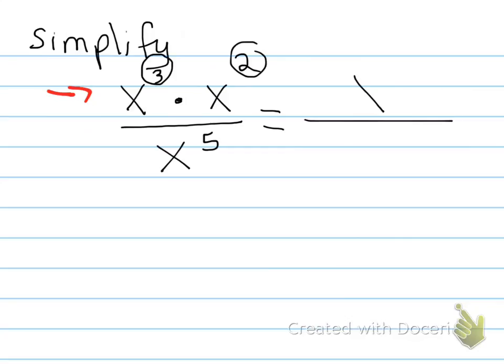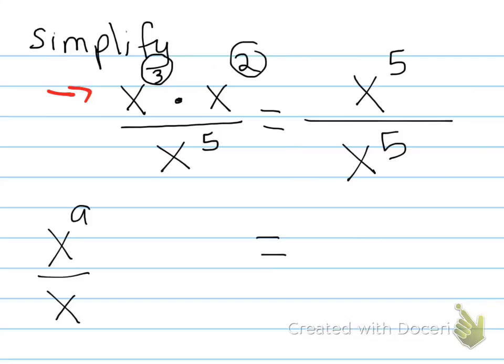Keep the base, x. 3 plus 2 is 5. All over x to the fifth power. And now we have this quotient of powers. And the rule again tells us for quotients of powers, you subtract the exponents. You subtract them. a minus b. So 5 minus 5 is just 0. So it'll be x to the 0 power. And that's just 1.